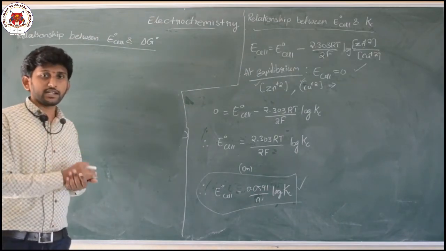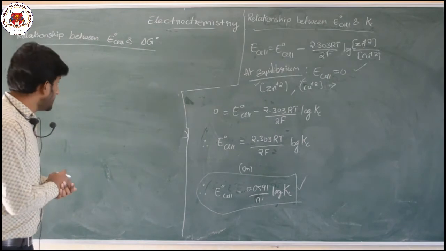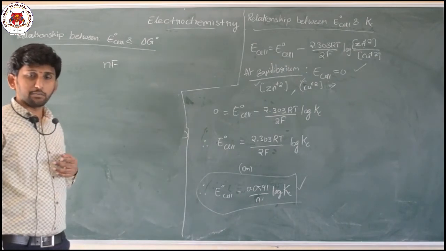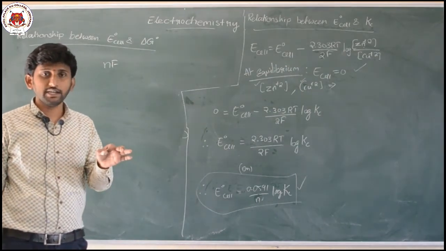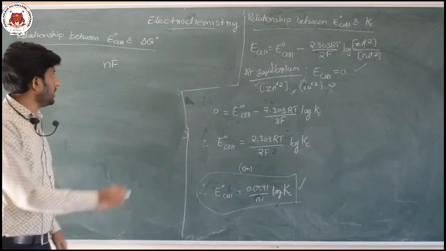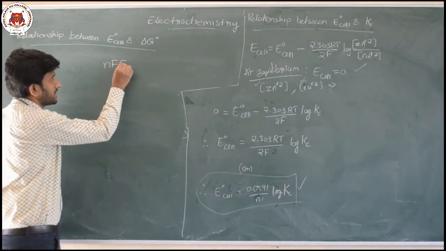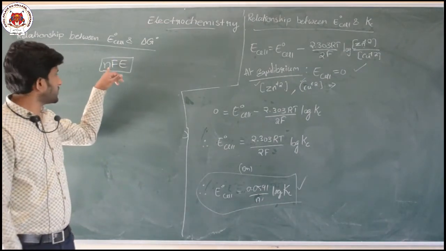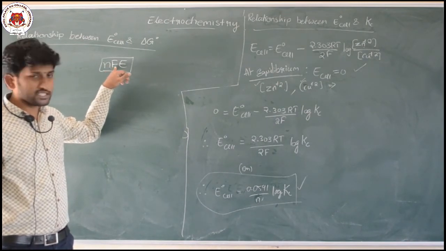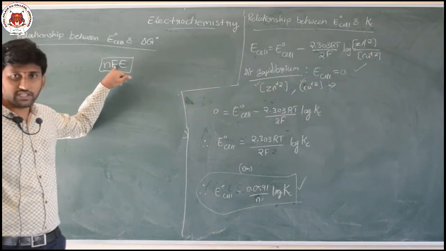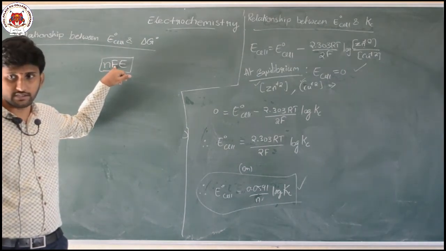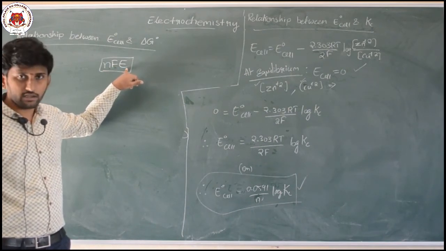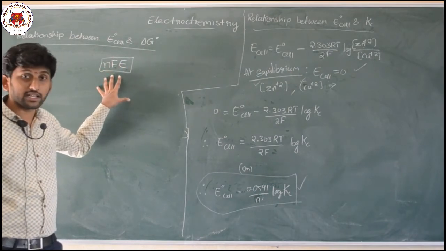And how to define electrical work done by the system? It is the total amount of charge passing through a point under a potential gradient. So, I can say electrical work done by the system is equal to nFE, where n stands for number of moles of electrons, F stands for Faraday. nF is nothing but charge, the total amount of charge passing through a potential E. So, this is the electrical work done by the system.